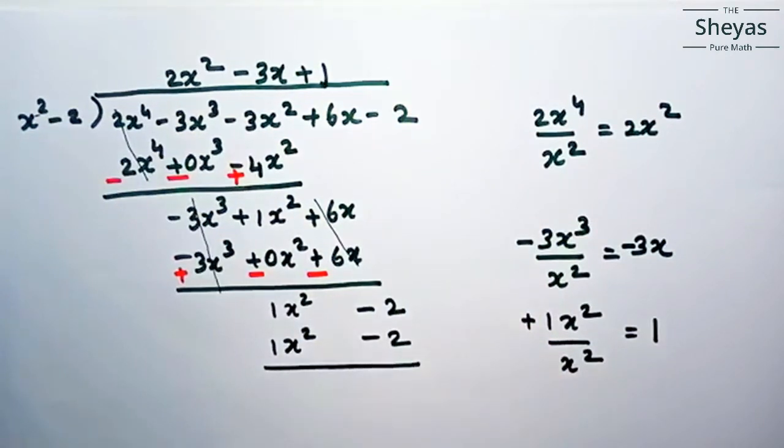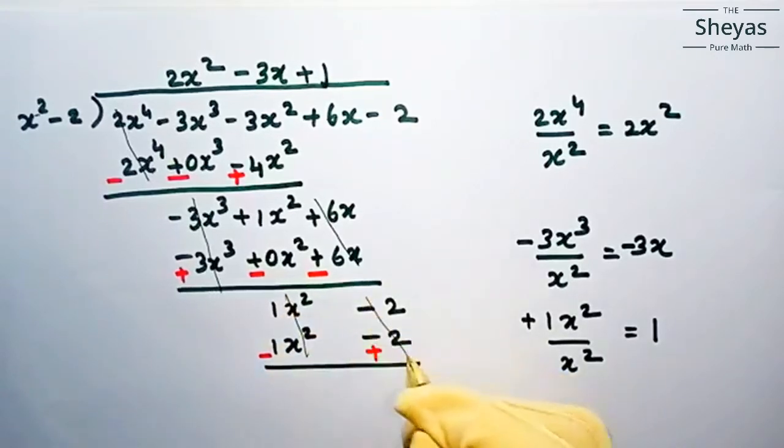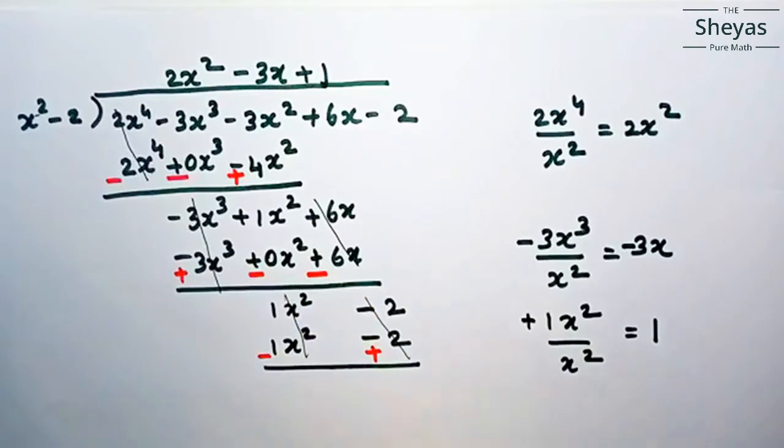Now I have to change the sign of the second polynomial. So if I change the sign, minus and plus. So you have to do it with the new sign. Now plus x square and minus x square get cancelled. Minus 2 and plus 2 get cancelled. So you will be getting 0.